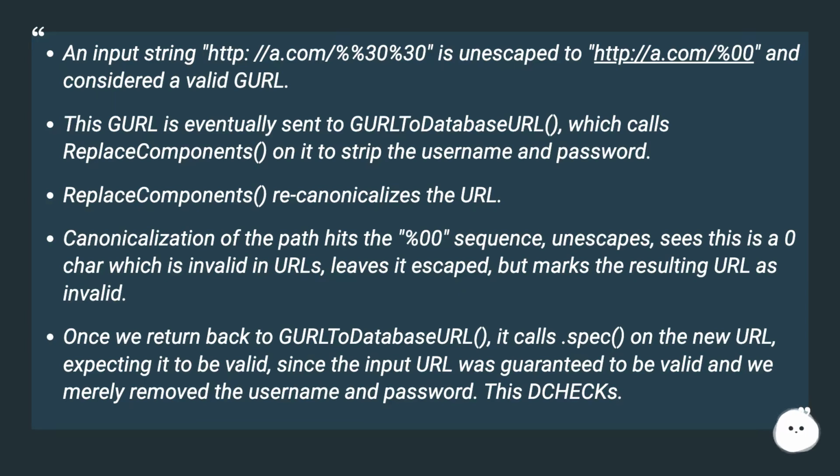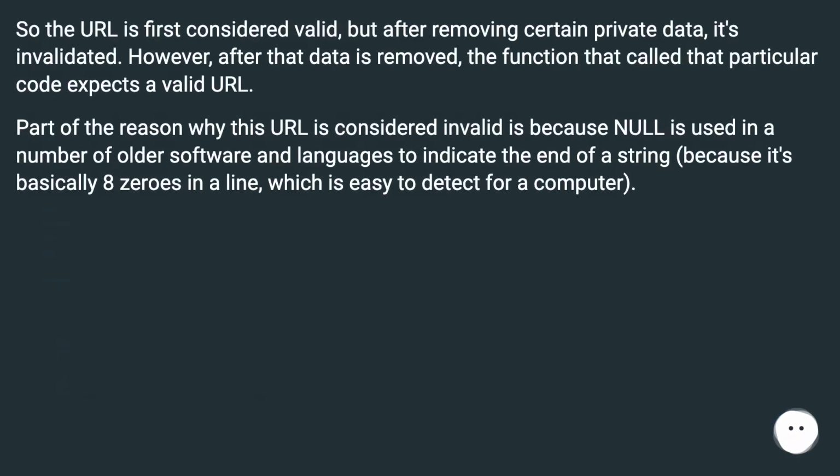Once we return back to URL.database, it calls .spec on the new URL, expecting it to be valid since the input URL was guaranteed to be valid and we merely removed the username and password. This checks. So the URL is first considered valid, but after removing certain private data, it's invalidated. However, after that data is removed, the function that called that particular code expects a valid URL.